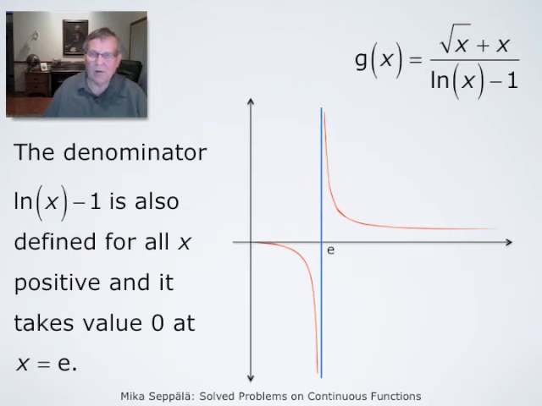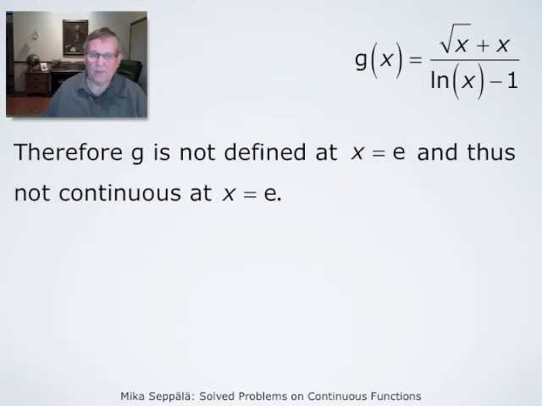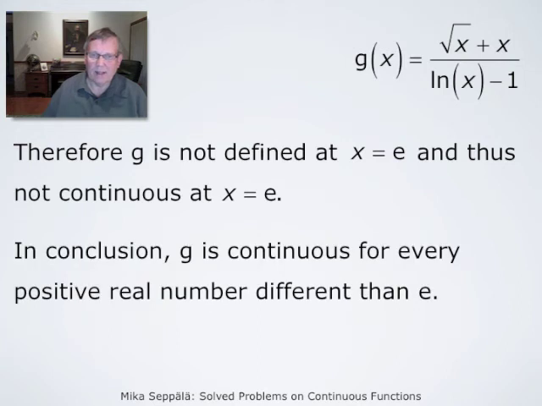The red curve is the graph of the function g, which is shown here. So this function is not defined at x equals e, and therefore it is also not continuous at that point. And in conclusion, g is continuous for every positive real number different from e.